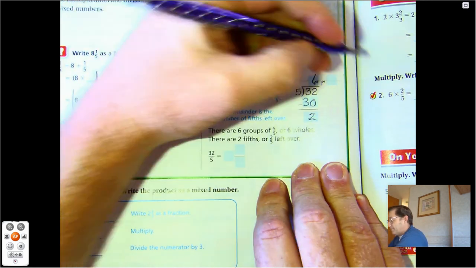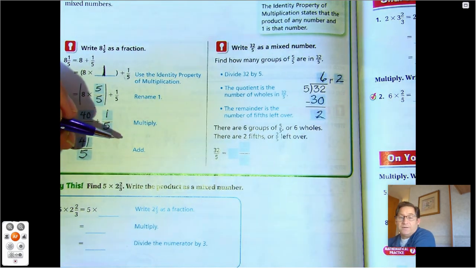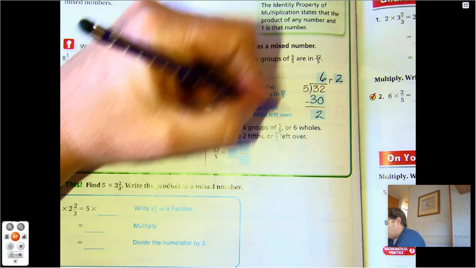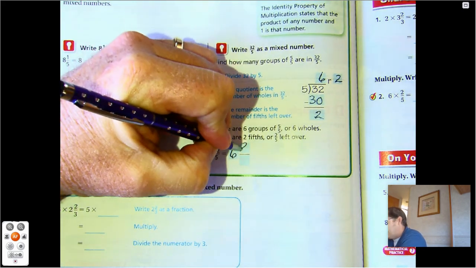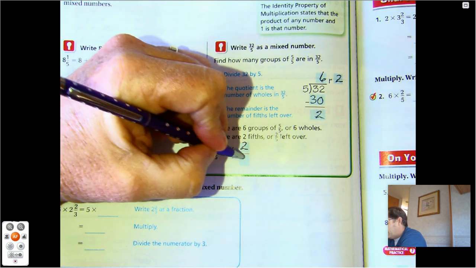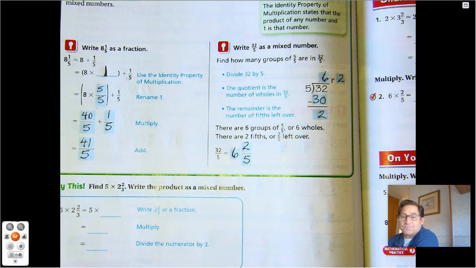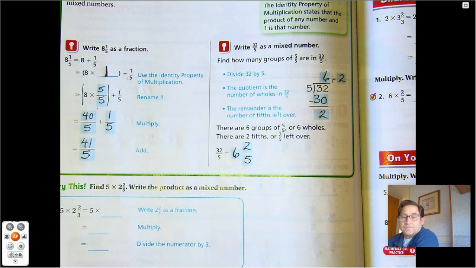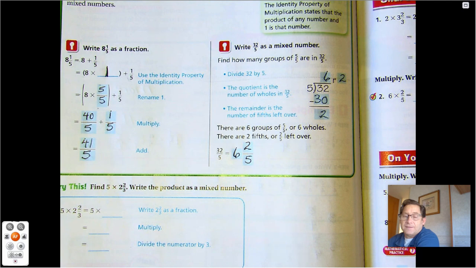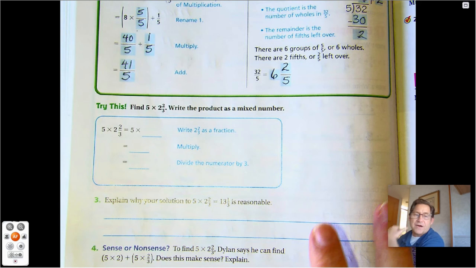So the remainder will become the numerator of the mixed number. So the quotient is the whole number, the remainder is the numerator, and the divisor is the denominator. So how many 5/5 are in 32/5? 6, with 2/5 left over. All right, so let's keep practicing.